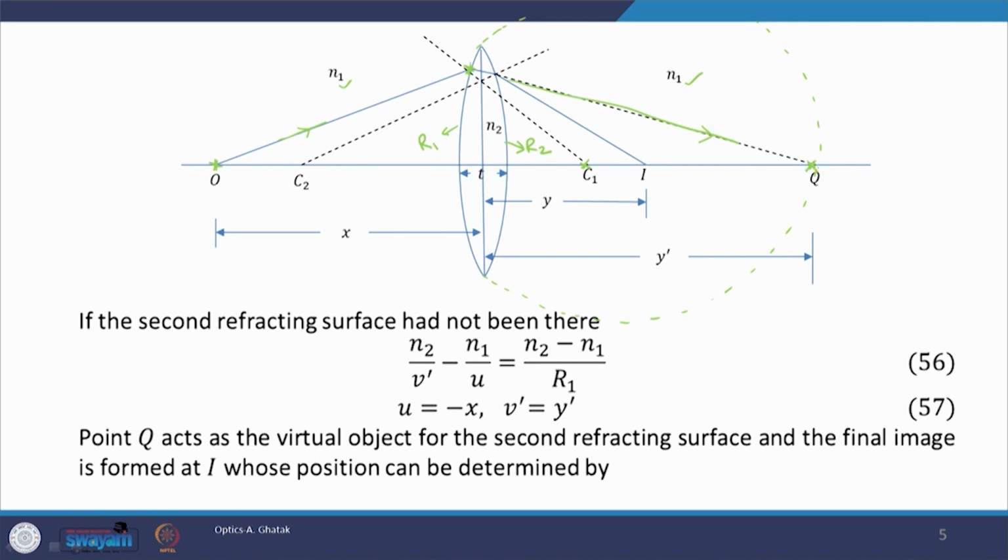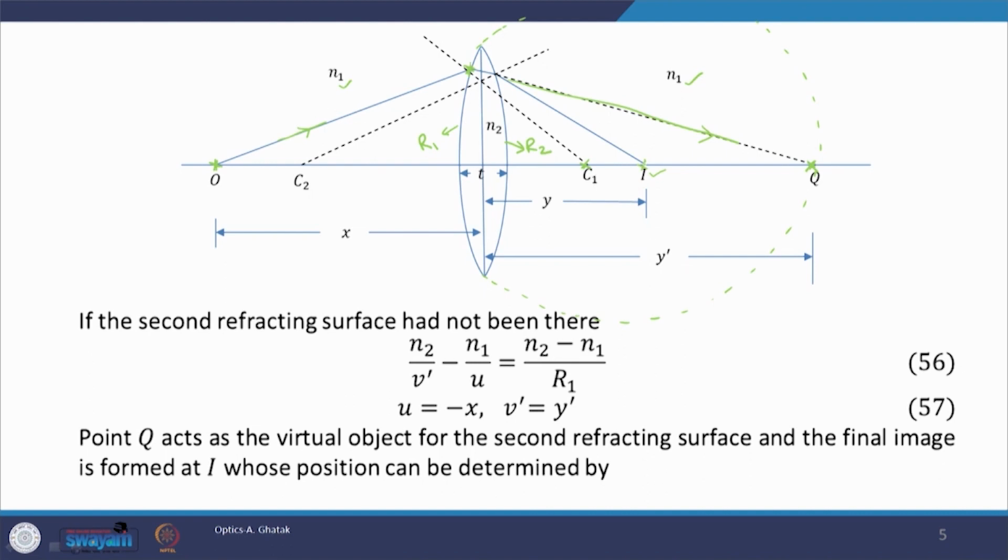Now, this point Q will work as a virtual object for the second spherical surface with radius of curvature R2. We will treat point Q as a virtual object for the R2 surface, and again implement the formula which we derived in our previous classes. For this virtual object Q, a final image I will be formed at this point. This is how we will move ahead. Now, let us start doing it step by step.